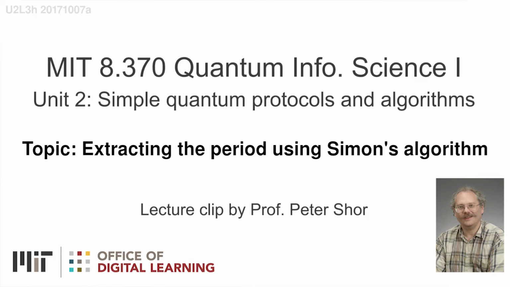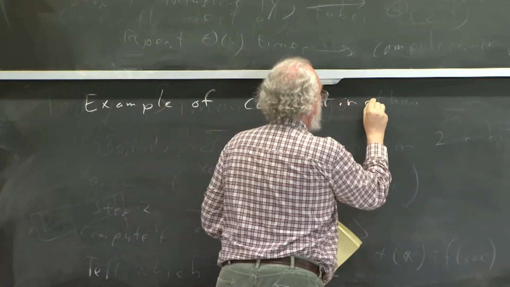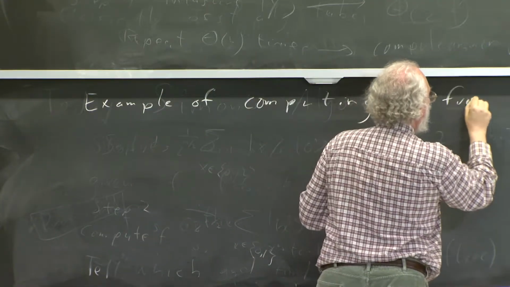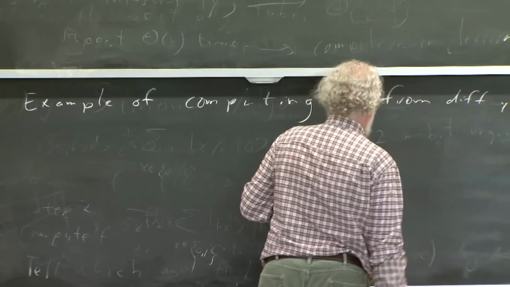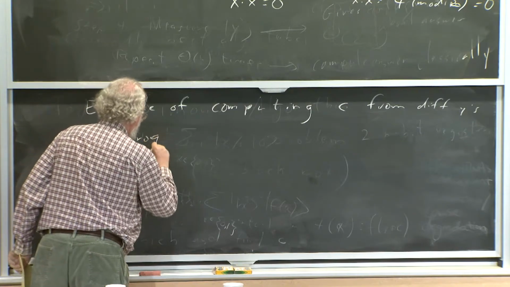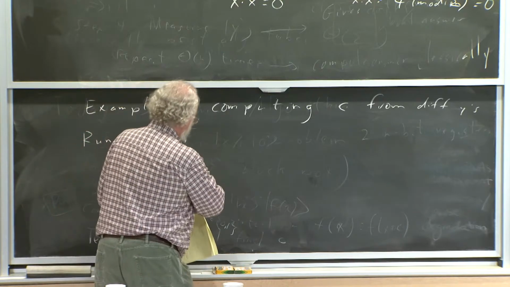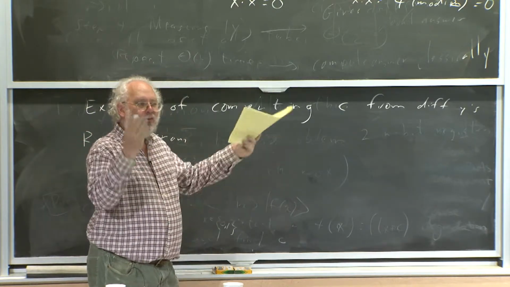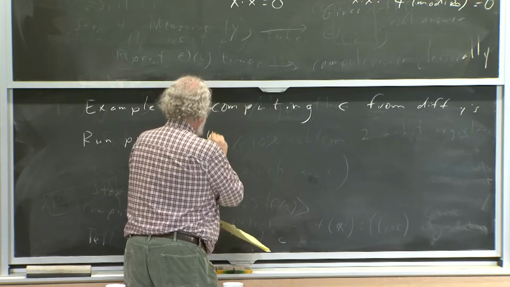So, an example of computing C from different y's. Run the program a number of times, I think it's 4 times.